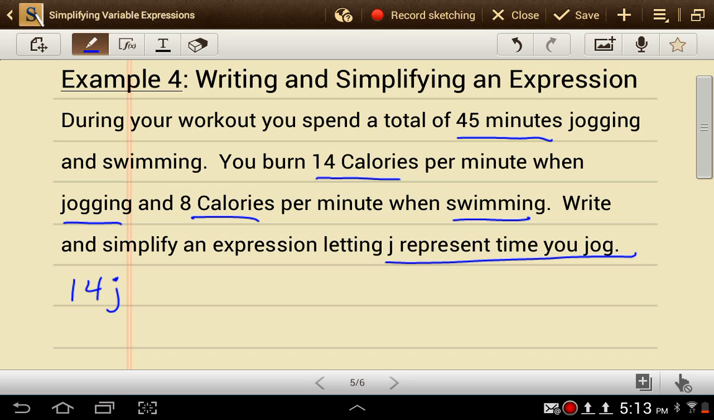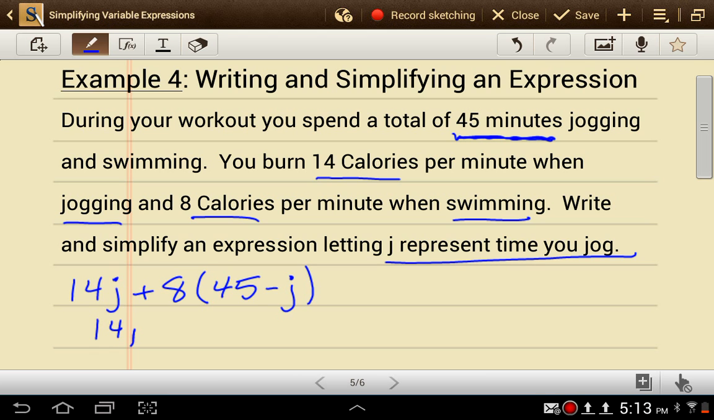Now I can't just do plus 8S because I have to have it in terms of J. So instead of writing S, I have to think about how long did I swim. Well, I worked out for a total of 45 minutes. So that's going to be 45 minus the amount of time that I jogged. Whatever time is left over, that's how long I swam. So that's what I'm going to put in for swimming. So the J is for jogging, and then in parentheses, the 45 minus J, that's going to represent how long I swam. Now I can do the distributive property and combine terms to simplify this expression.